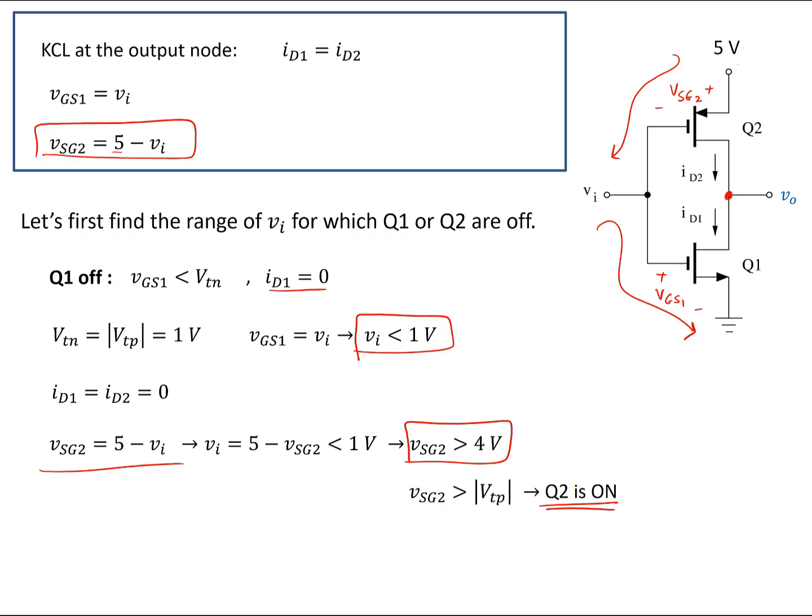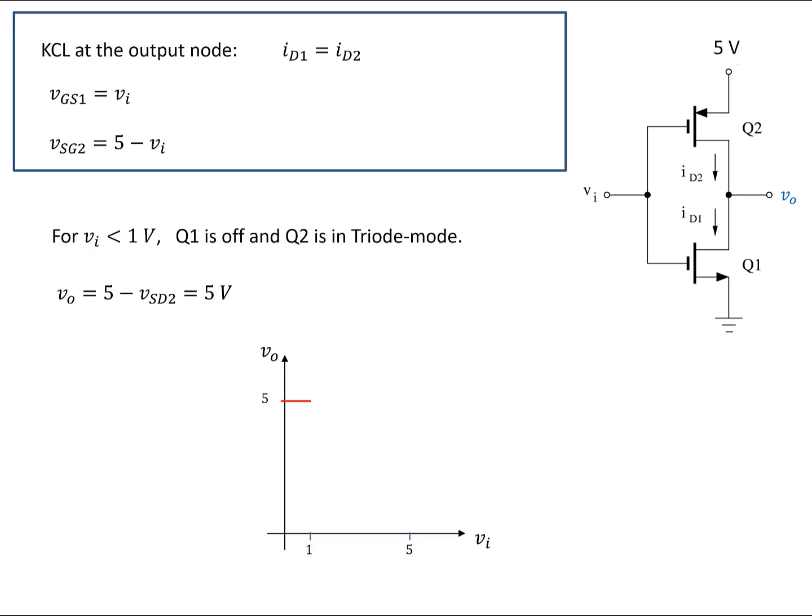Previously, we saw that when a MOSFET is on and its drain current is equal to 0, that means VSD of that transistor, the drain to source voltage of that transistor, is equal to 0, and the MOSFET operates in the triode mode. For these VI values, Q1 is off and Q2 is in the triode mode. From this loop, if I write a KVL, Vout is equal to 5 volts minus VSD2, and because VSD2 is equal to 0, I have 5 volts for Vout.